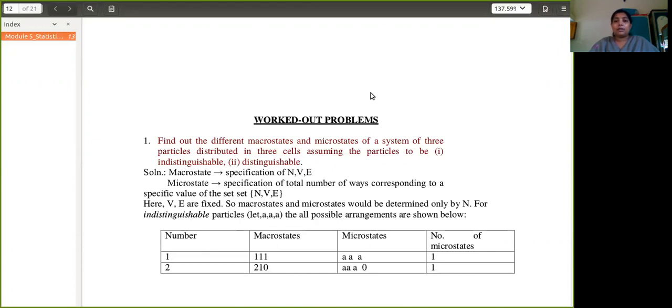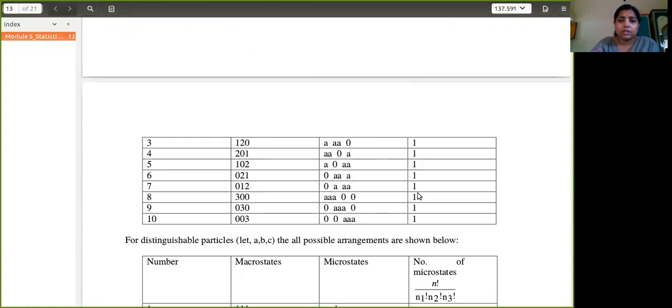Similarly, what is the microstate? It is the specification of the total number of possible ways corresponding to a specific value of the set N, V, and E. Now here V and E are fixed, we will not talk about that. So the macrostate and the microstates will be defined only by N, that is the number of particles in each cell. As I said earlier, we will do the distinguishable case first, then it will be easier to do the indistinguishable case.